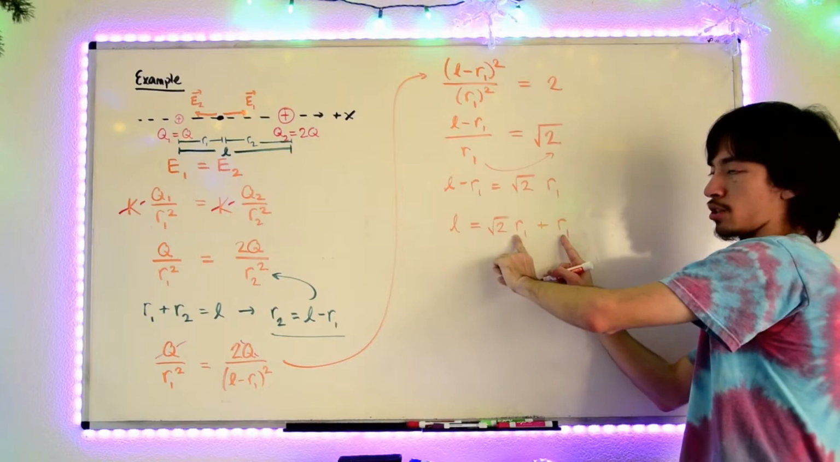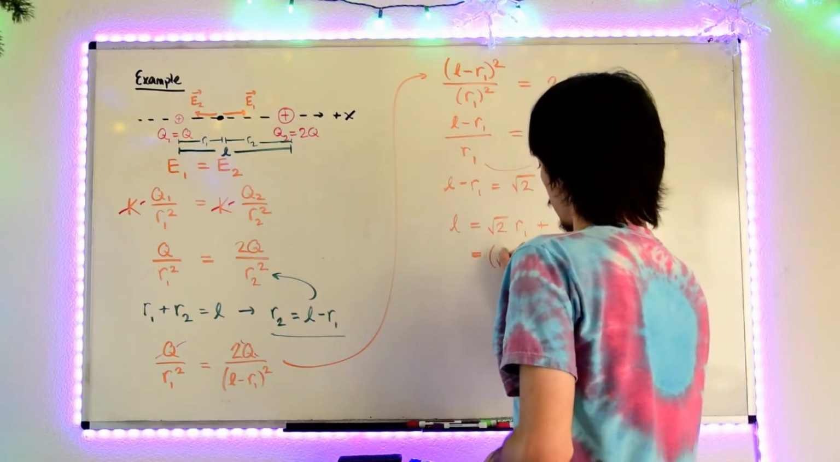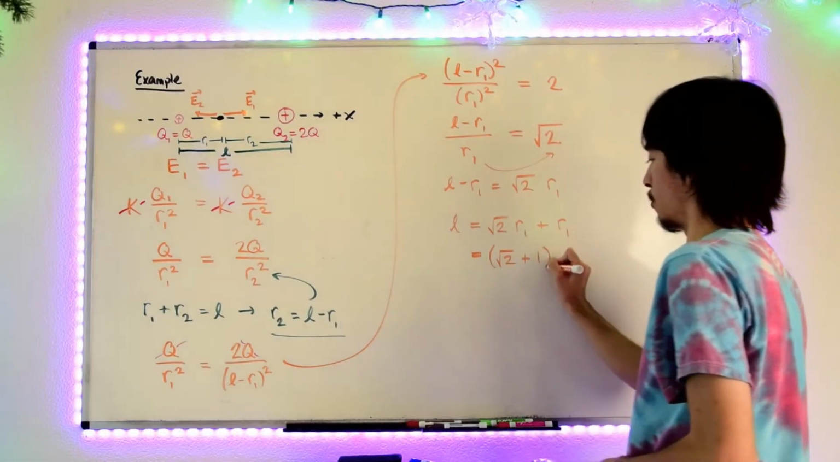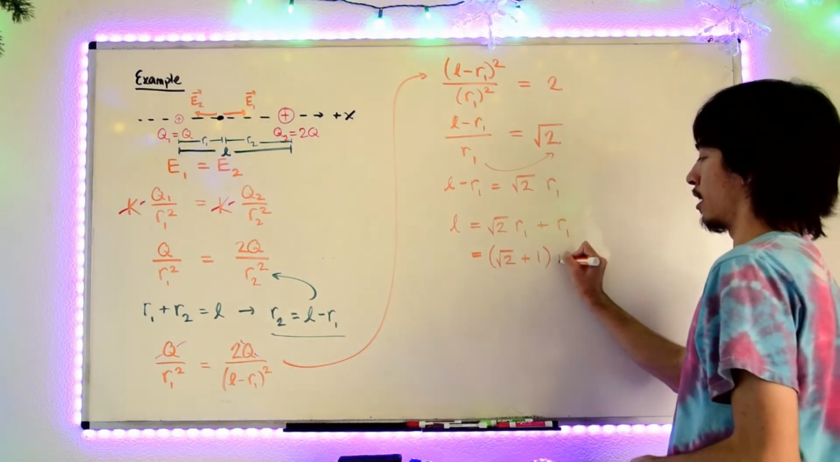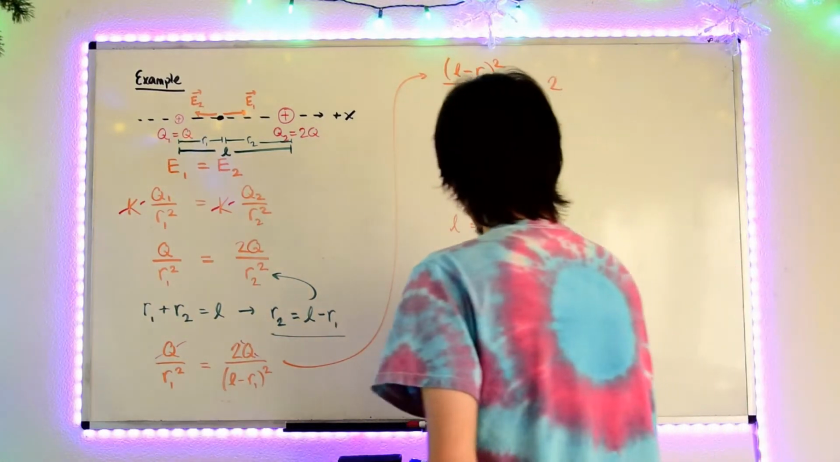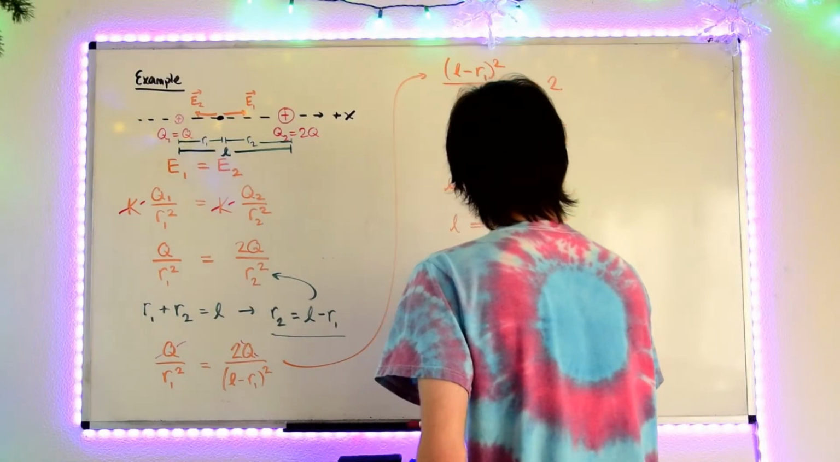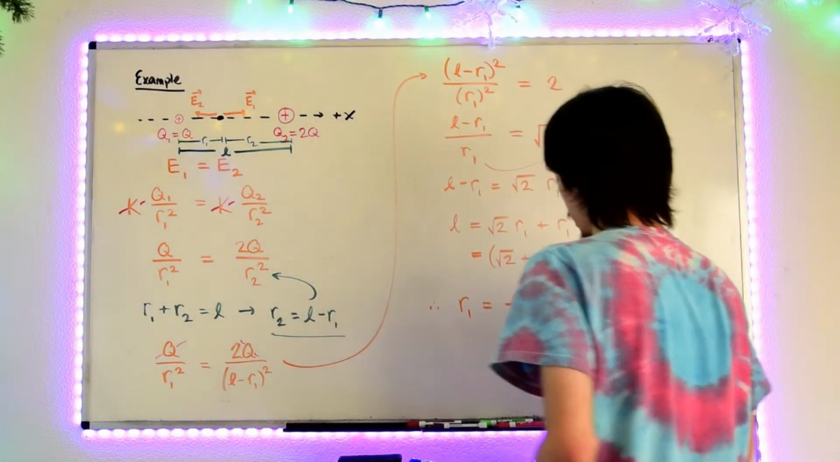We have two terms with a common R1, so we factor it. We have square root of 2 plus 1, pull that out, and we have nothing left here except a 1 times R1. And we just move that over and we get our answer. So therefore, R1 equals L over square root of 2 plus 1.